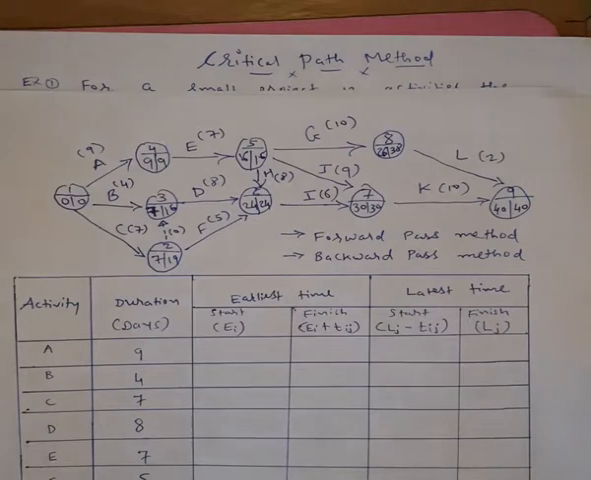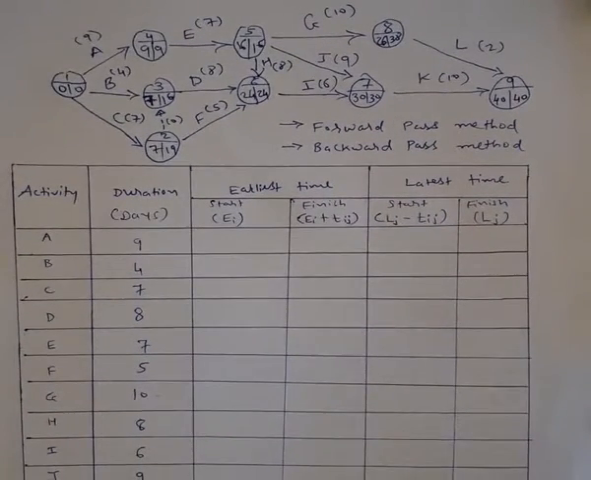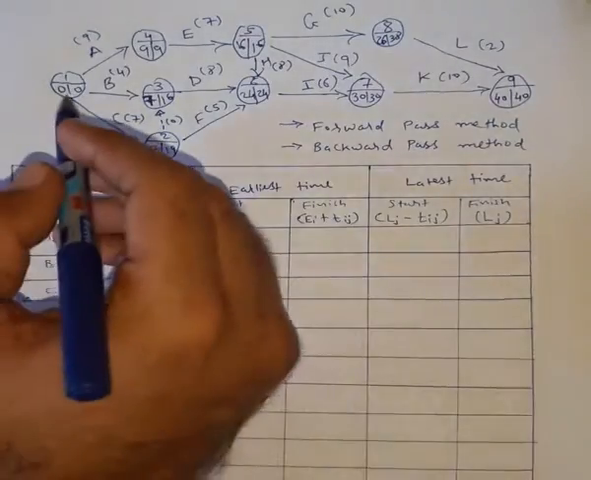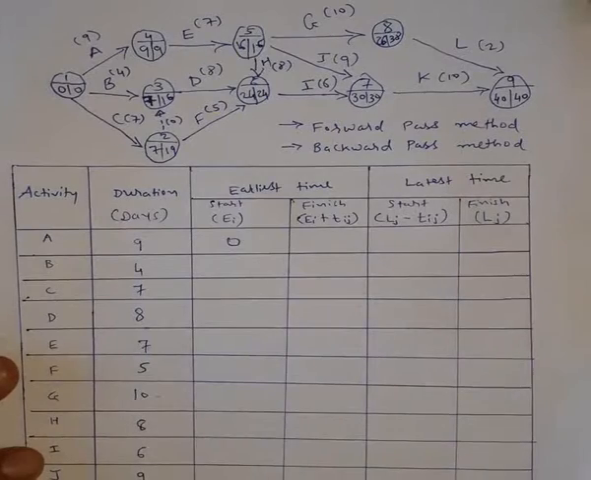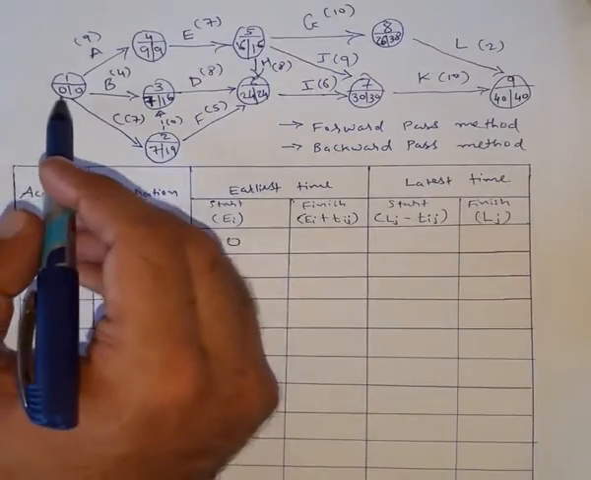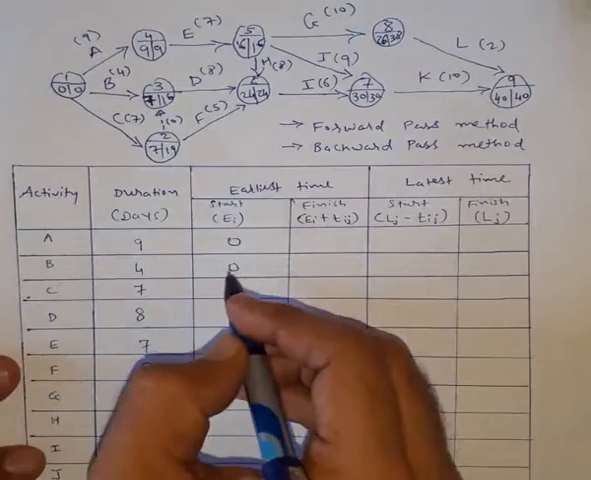Now using this forward pass and backward pass, we have calculated each activity's start time and finish time. So for activity A, the earliest start time is this. For activity B, the earliest start time is at the left hand side of the partition. So for activity B, the earliest start time is again 0.